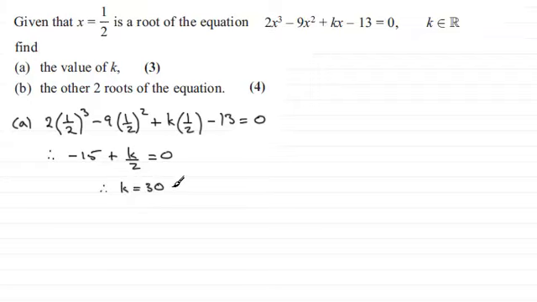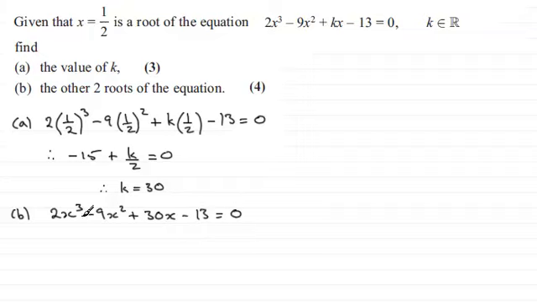Okay? Now for part B, we've got to find the other two roots of the equation. So first of all, let's just copy out what the equation is. So we've got that it's 2x cubed minus 9x squared plus, instead of k now, I'm just going to write 30x minus 13, and that equals 0.